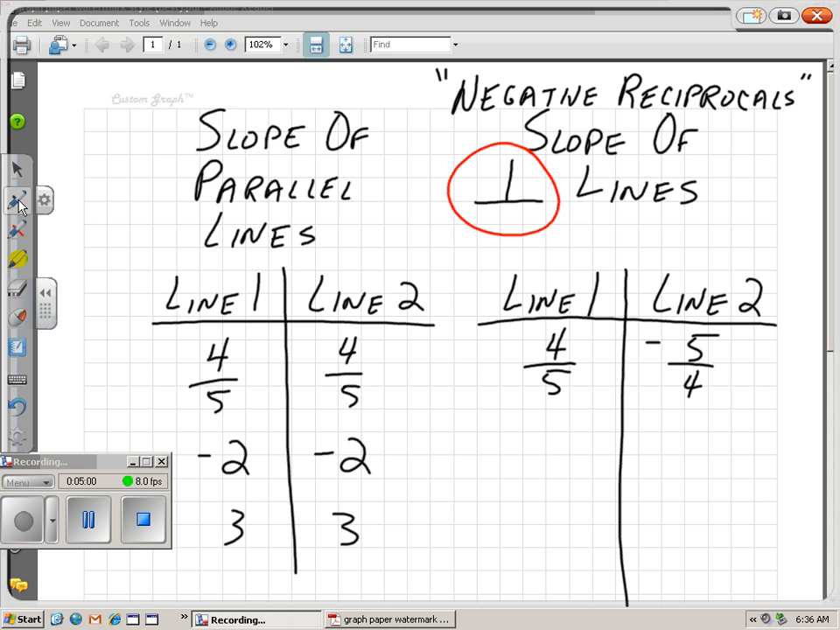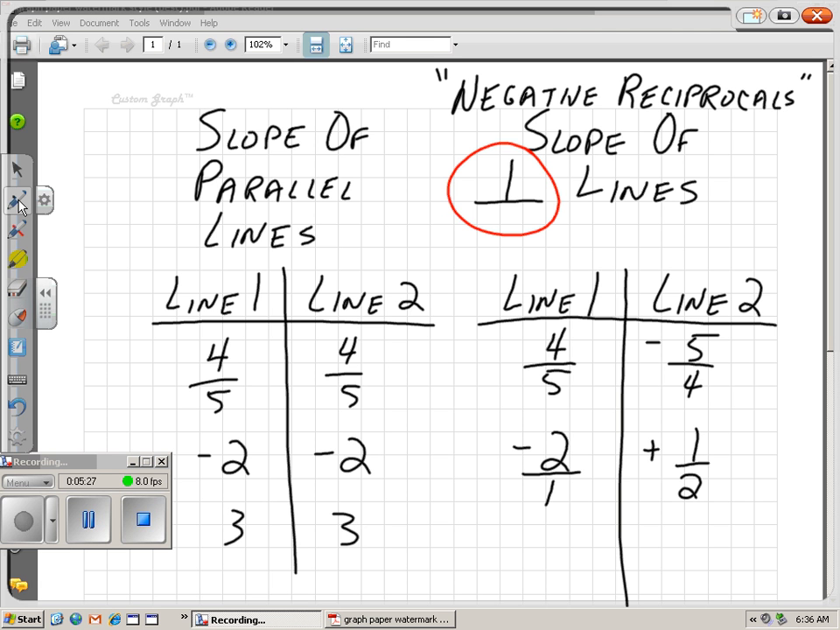Okay, slopes of perpendicular lines are negative reciprocals. What if I have the -2 slope like I had on the other table? Well, I need to flip it. Now before I can flip it, it has to be a fraction. So let's make it a fraction. You can put any number over 1. Flip it, that's the reciprocal. And negative reciprocal just means it needs to be the opposite sign. So since my -2 was negative, my negative reciprocal will be a positive 1 over 2.